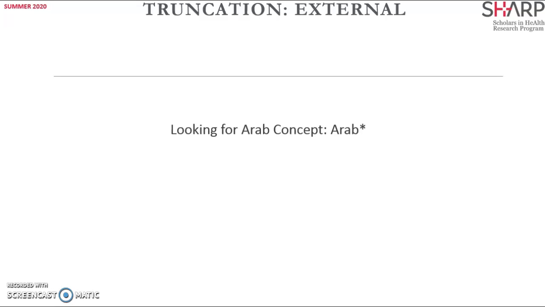For example, if I use Arab star, what does this tell me? It would give me all the options of Arab, Arabs, Arabian, Arabians, Arabic. So it would actually order for me all of these synonyms without me typing them in. It's saving me time. So I'm making the keyword searching less of a hassle for me.